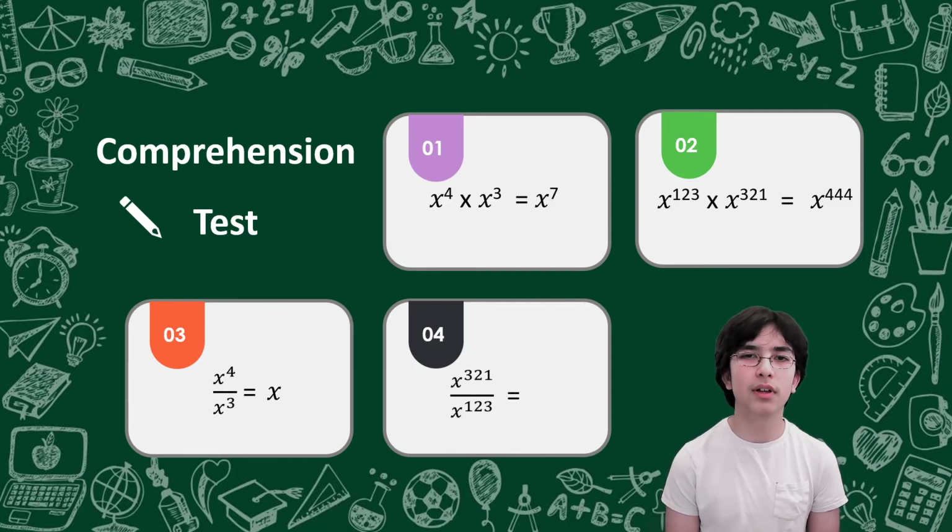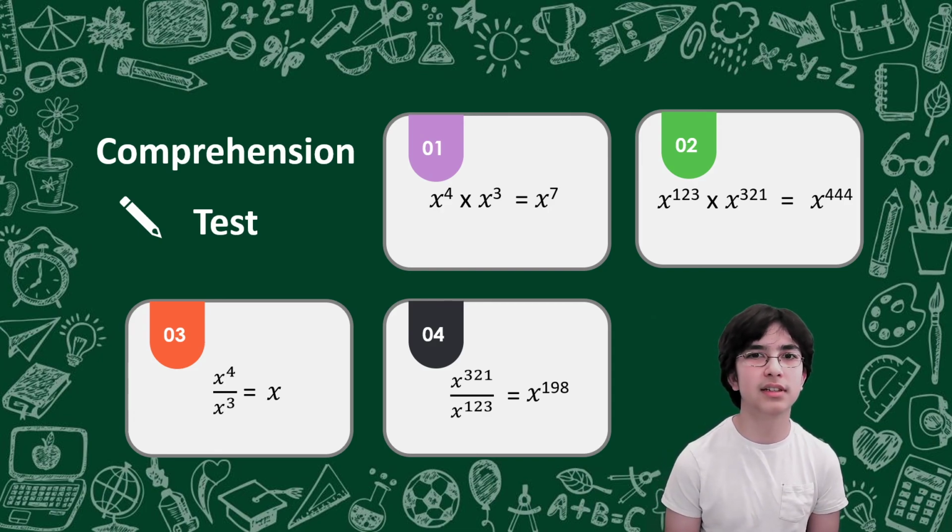And question 4, what's x to the power of 321 divided by x to the power of 123? This is x to the power of 198, because 321 minus 123 is 198.